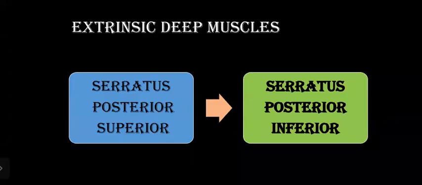Moving forward, extrinsic deep muscles. As we say, extrinsic muscle is divided into two parts, superficial and deep. So deep muscle is very easy to understand. We have the serratus posterior superior and serratus posterior inferior.